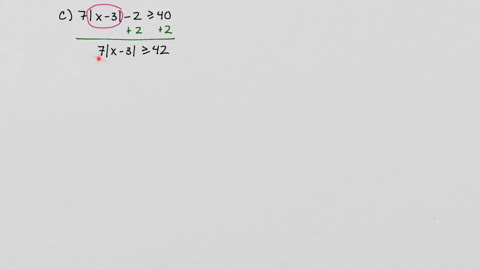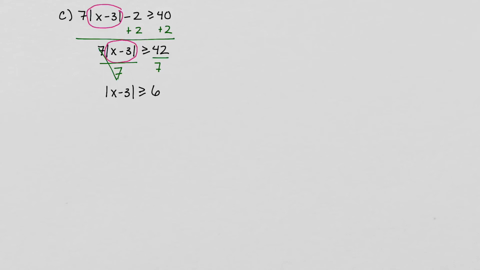I now have this 7 out in front of this absolute value. So again, this absolute value part is the part I'm trying to get all by itself. So I need to divide both sides by 7. Here they cancel out. And so now I get the absolute value of x minus 3 is greater than or equal to, so 42 divided by 7 is 6.